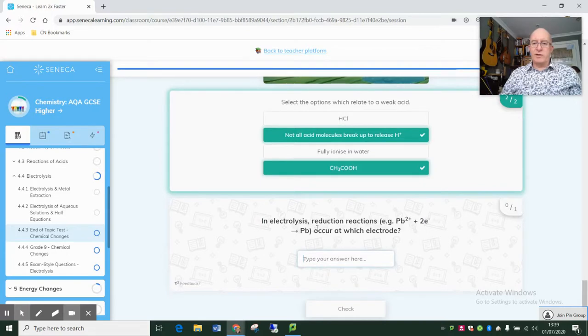In electrolysis, reduction reactions occur at which electrode? So here's an example of the reduction reaction. It is adding electrons to the lead ion. So we want the electrode where there are most negative electrons available, and that electrode will be the negative electrode. And if you remember the mnemonic, PANIC, positive anode, negative is cathode. So the negative electrode here is the cathode.